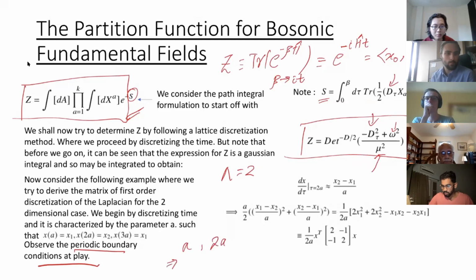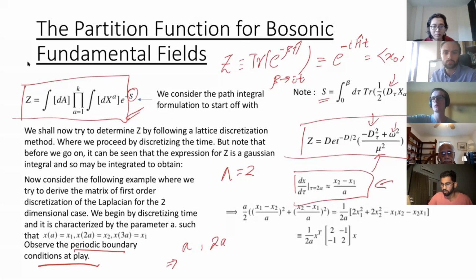And this implies that at x of a, we label that position as x1. At x of 2a, we label the position as x2. But at x of 3a, since we have periodic boundary conditions, that goes back to x1. Now note that a first order approximation of the derivative is basically given by this formula right here.